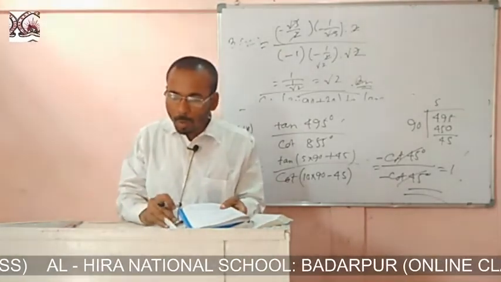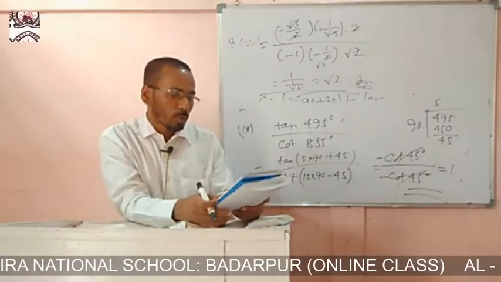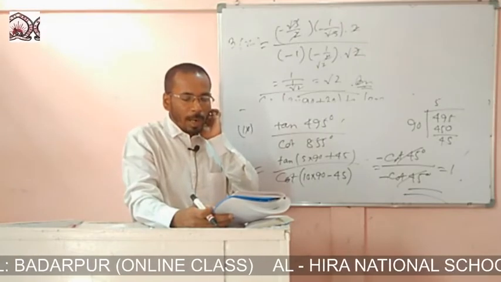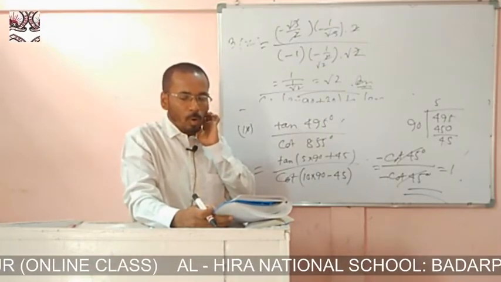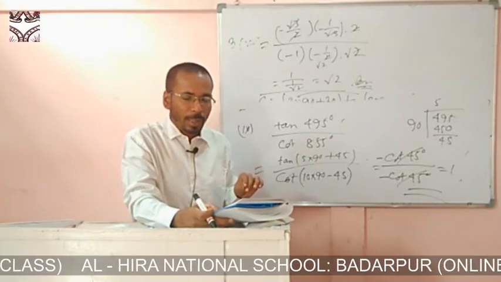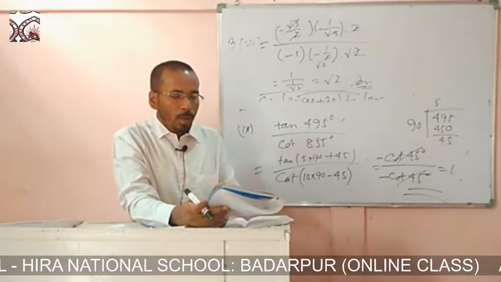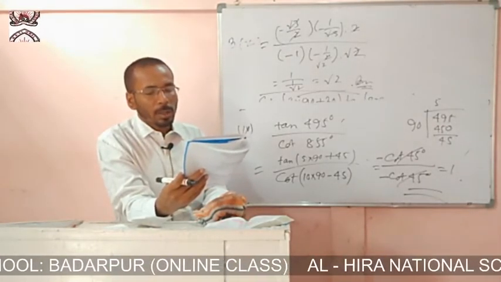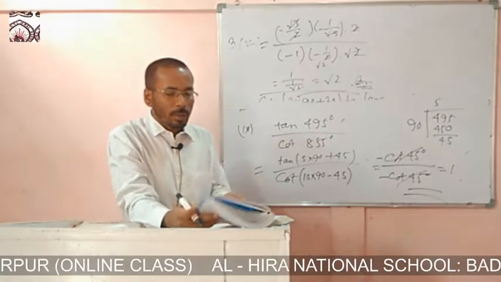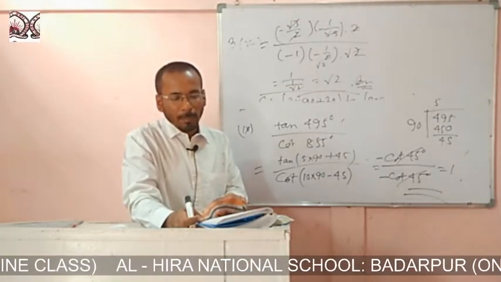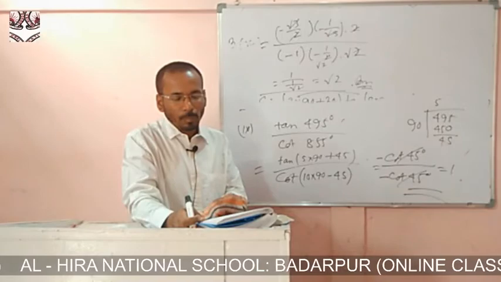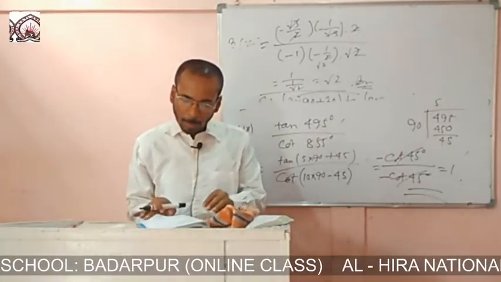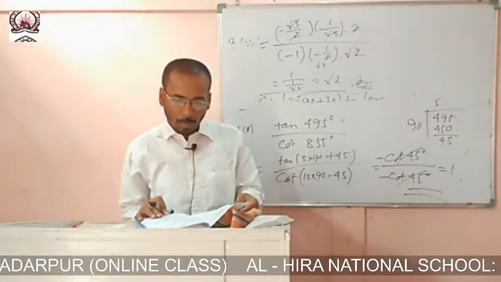Number 4. You see, this one is sin(90 minus A) into sin(180 plus A) plus cos(90 plus A) plus cos(180 minus A). So in this case, if we see 180 plus A, by odd multiple, even multiple, you can put the values, and after that you can solve this.